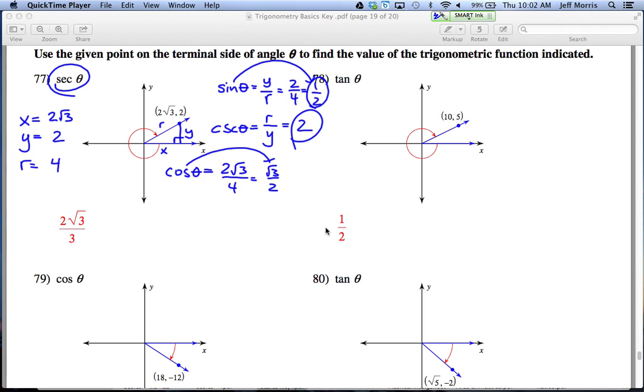Does anybody know what it is? What angle is this on the unit circle? Has to be 30. Has to. Okay, because in the unit circle that you just did for a quiz yesterday, you got cosine's root 3 over 2, and sine is 1/2 at 30.